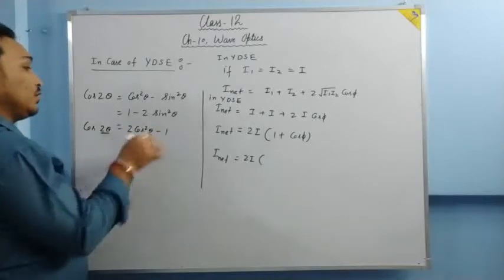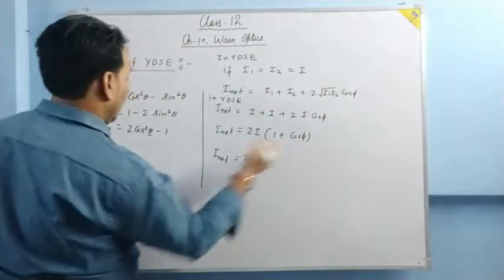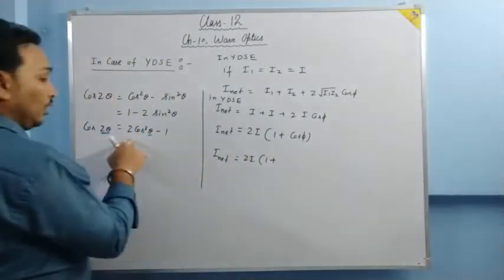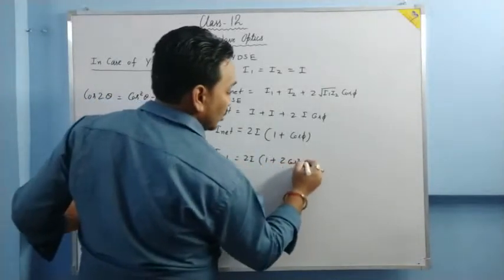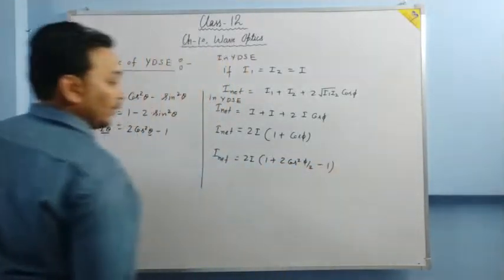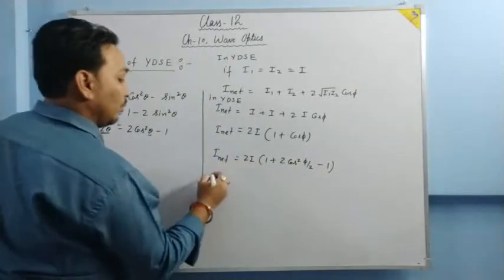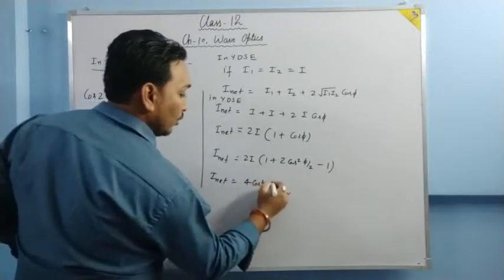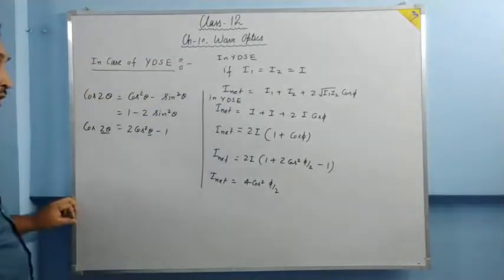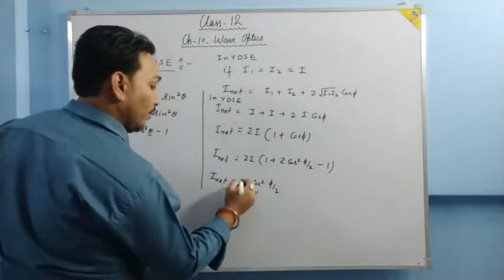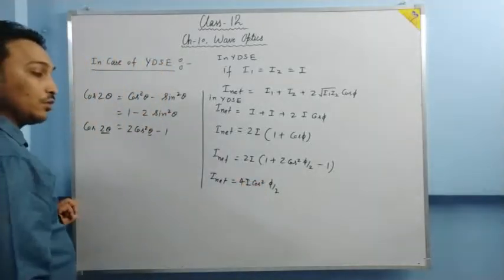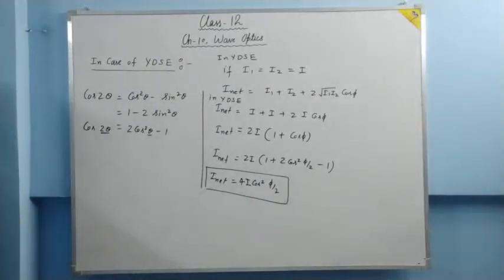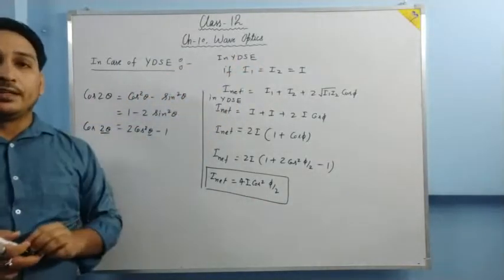This formula is called the half angle formula, so if here the angle is phi, then for cos phi it will be phi by 2. What are we going to write then? 1 plus 2 cos square phi by 2 minus 1. 1 and 1 will be cancelled out, 2 and 2 will be multiplied, so I net will be equal to 4 cos square phi by 2. And I is also there, I have missed that. 4I cos square phi by 2. This is the value of net intensity in case of Young's double slit experiment.